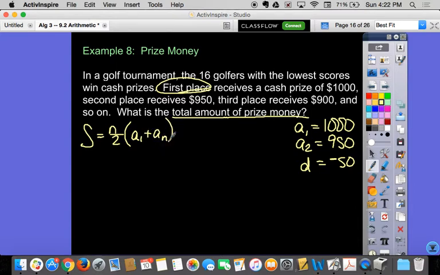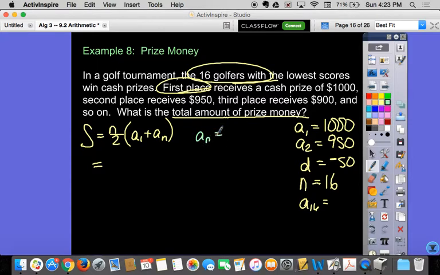But what is n? How many prizes were there? Go back up here. 16 golfers. So I know I am summing up 16 things. But the hiccup, once again, is the exact same problem that we had in the previous one. We need to know a sub 16. So, y'all, you really do the exact same thing.